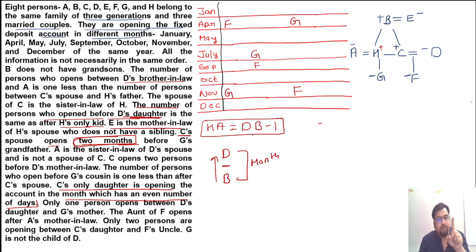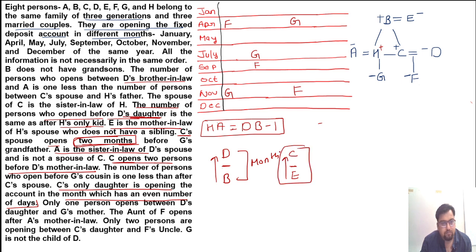So D and B, 1 minus 1, that is 0. So the number of persons between H and A will be 0. Okay, leave it. Let's read it further. A is a sister-in-law of D's spouse and is not, okay. C opens 2 persons before D's mother-in-law. Who is D's mother-in-law? That is E. So E, 2 persons before, meaning a gap of 1 person, there must be a C like this for sure.